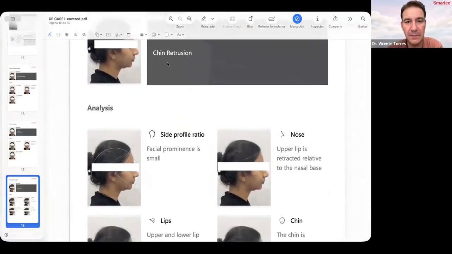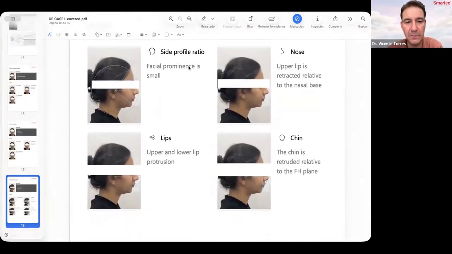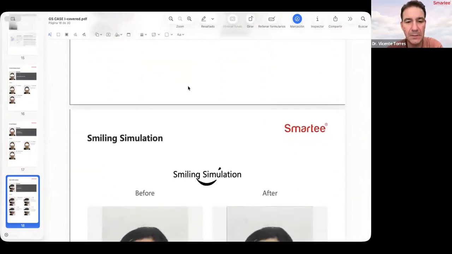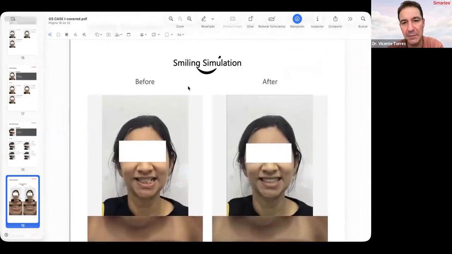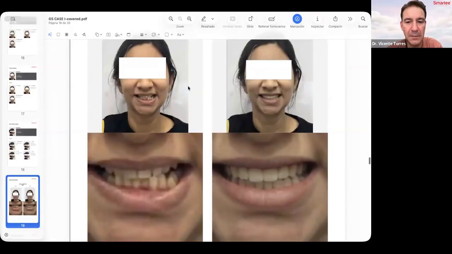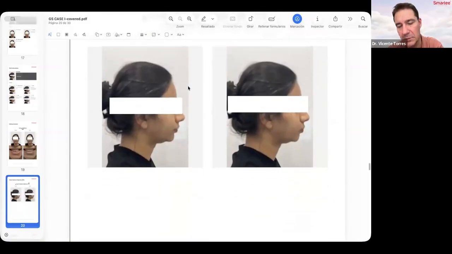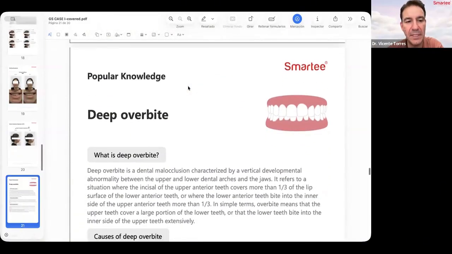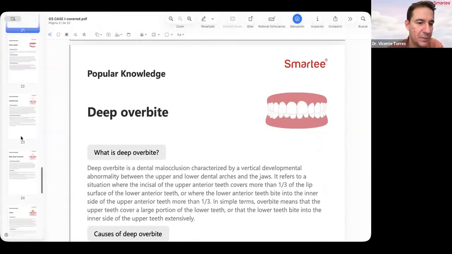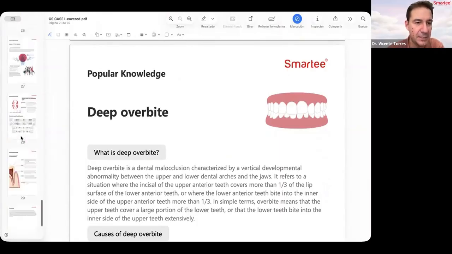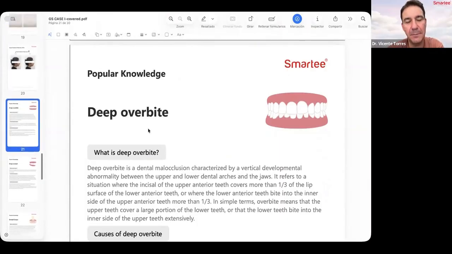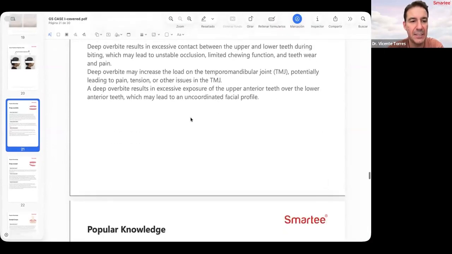Chin retrusion, of course, the lips. So this is like the smiling simulation. Okay, this is of course with AI, and this is like the VTO. The VTO is not, of course, perfect. And at the end, maybe you have here like 30 pages. The last normally 10 pages are to explain to the patient, like what is overbite, what is deep overjet.